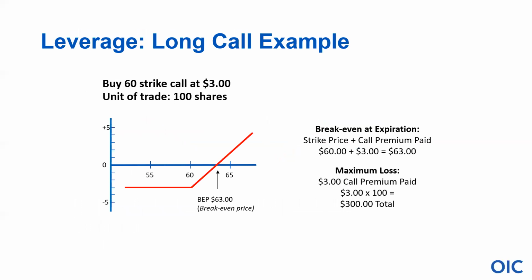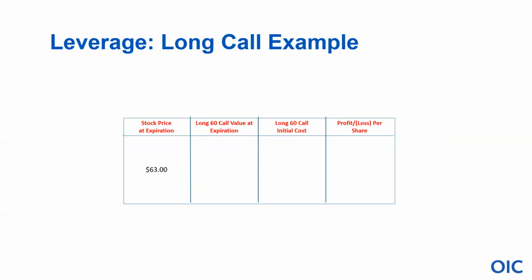I want to talk about leverage, and I gave that as the classic example of a speculative play. So I've got an assumed share here, and I bought a 60 strike call for $3. The unit of trade is 100 shares, so multiply that by the $3 to get my total cost, which is 300. The maximum I can lose is that 300. The break-even price there is 63. So if we look at the outcomes for various price levels on this graph, if the stock is at 63 at expiration, the 60 call is going to be worth $3, which is what it costs, so there's your break-even, 63.